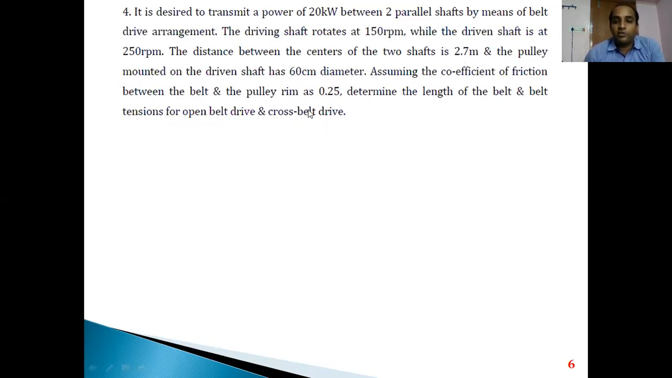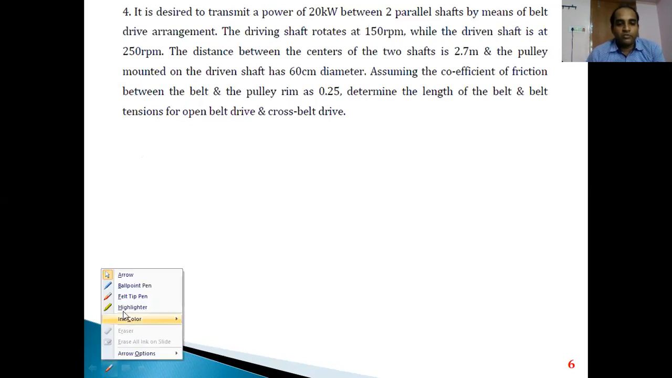So in this question, what you need to find out? First, you need to find out the length of the belt and tensions T1, T2 for the first case, that is open belt drive case. Again, for the second case, you have to find the same things, that is the length of the belt and tensions for cross belt drive case. So there are two cases in this problem.